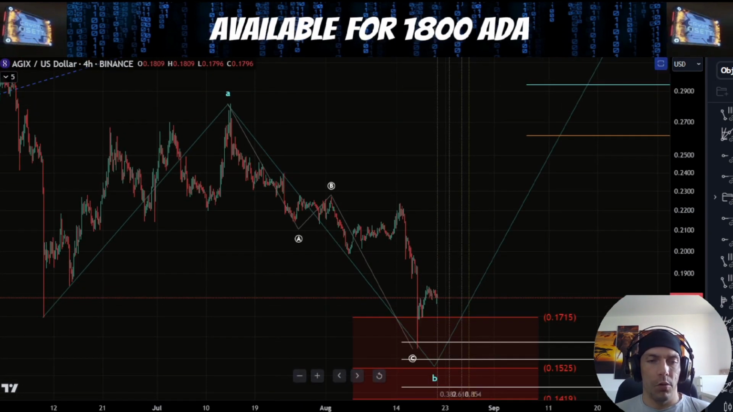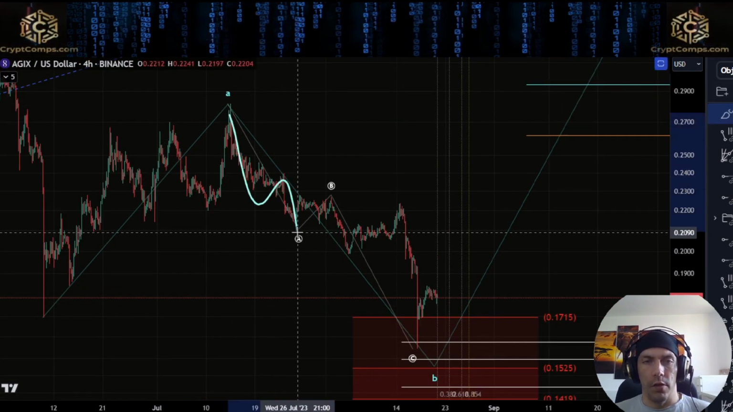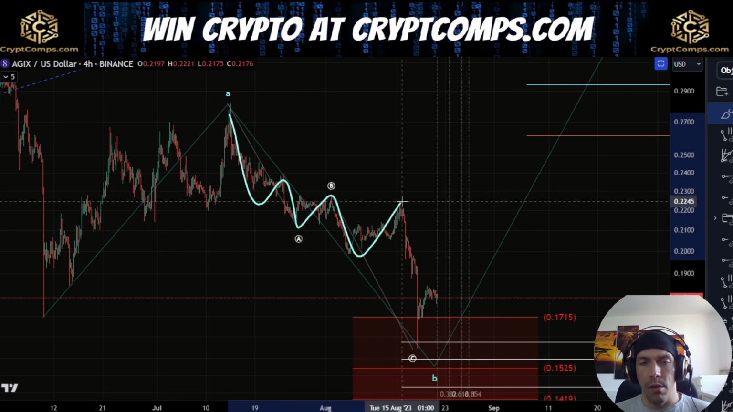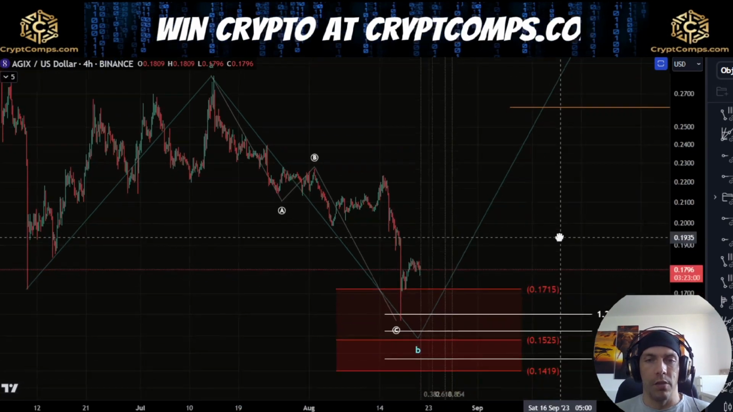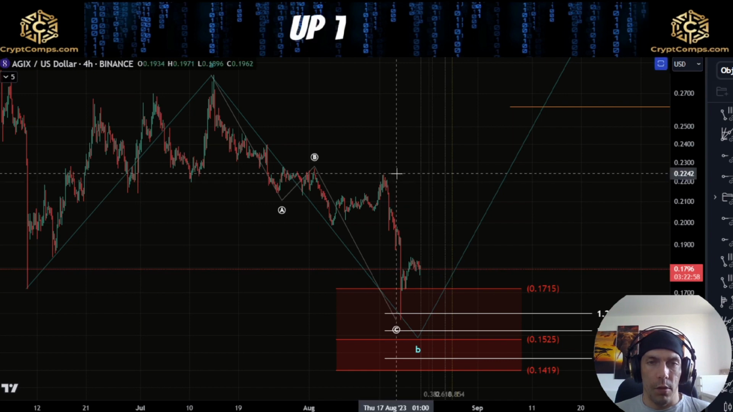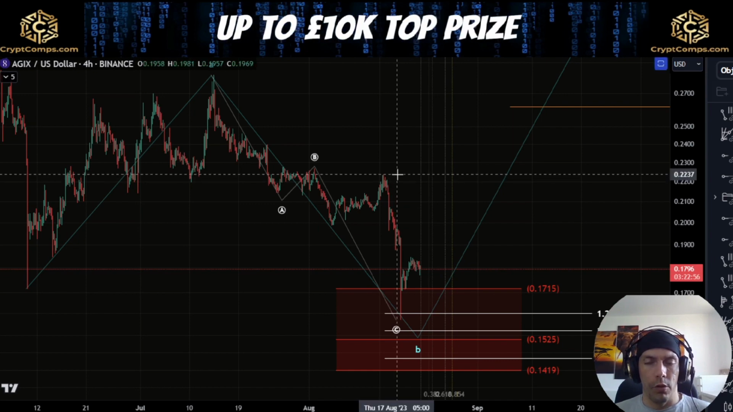It is also possible you could argue that within here we have this as a W, this is an X, this is A, B, and C, and it could be completed. So it's going to be important here as to whether we can break back above this 22.37.